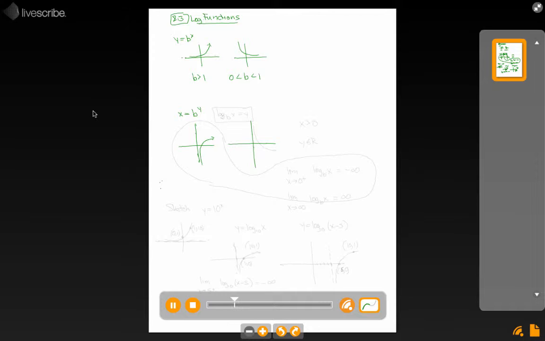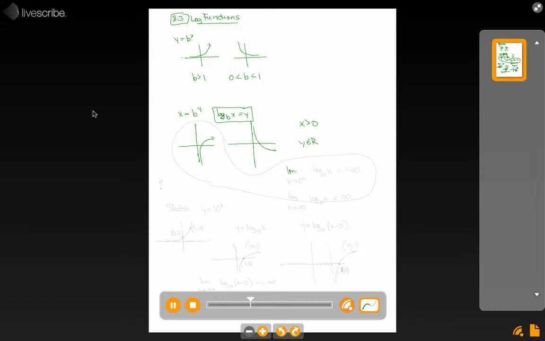Instead of writing this as x equals b to the y, often what we write is log base b of x equals y. And that is our log function, and we've run into those a bunch of different places, a bunch of different times. In general, if we look at our domain, x needs to be greater than 0. You can't log 0 or negative numbers. And our y is an element of the reals, can be anything.